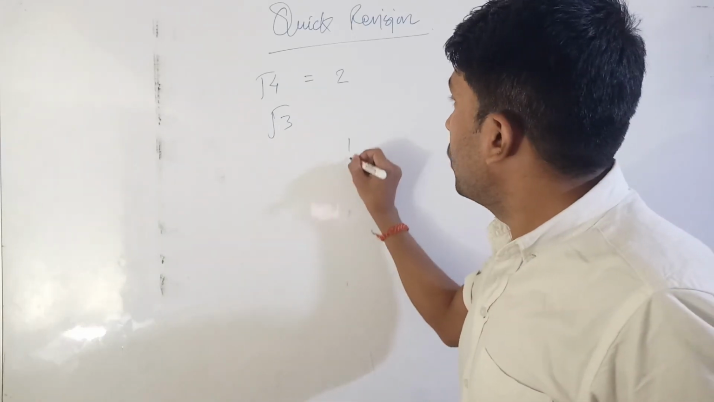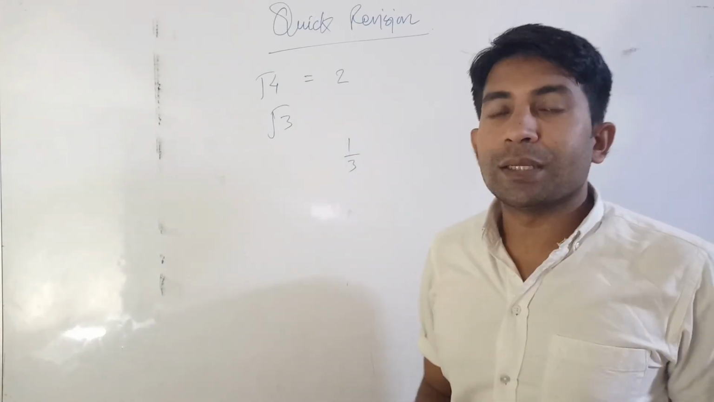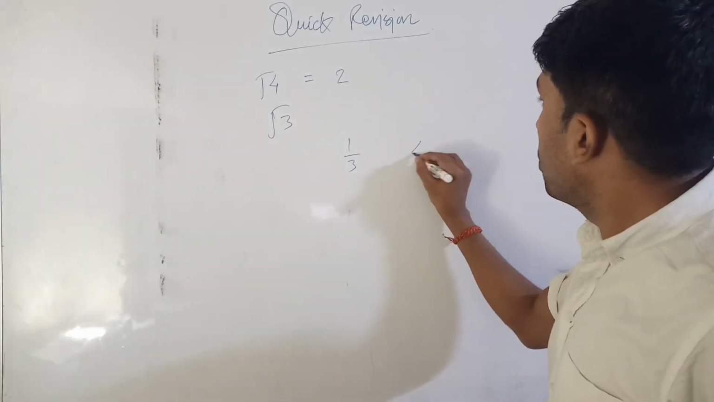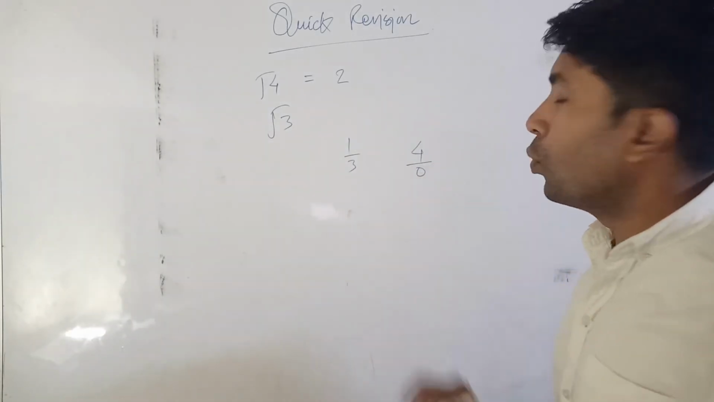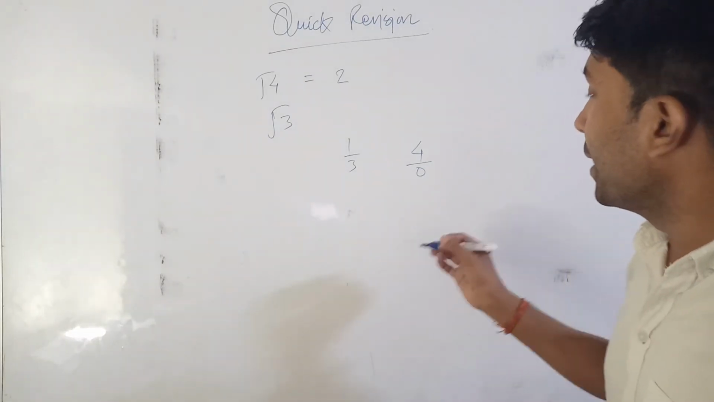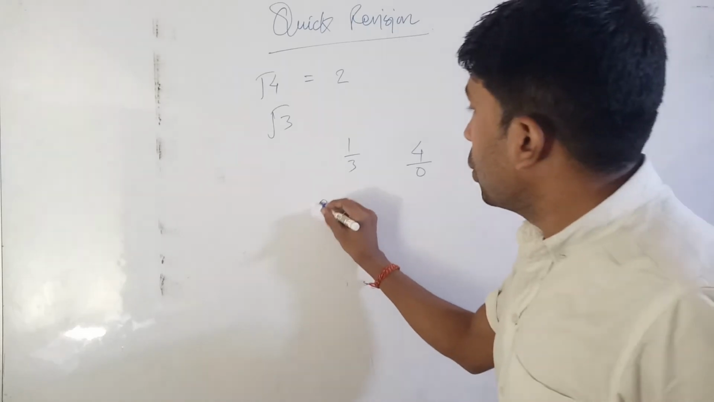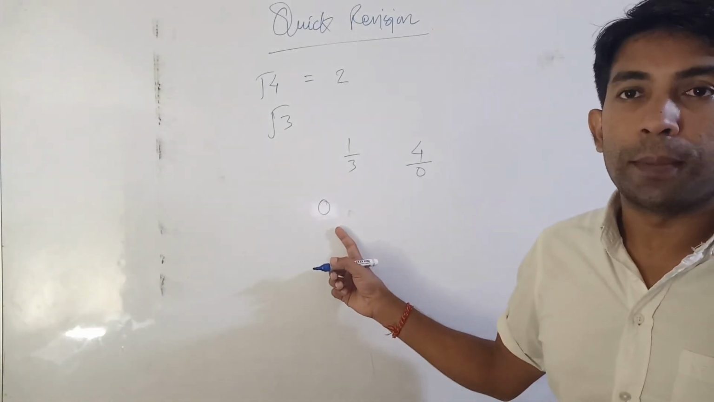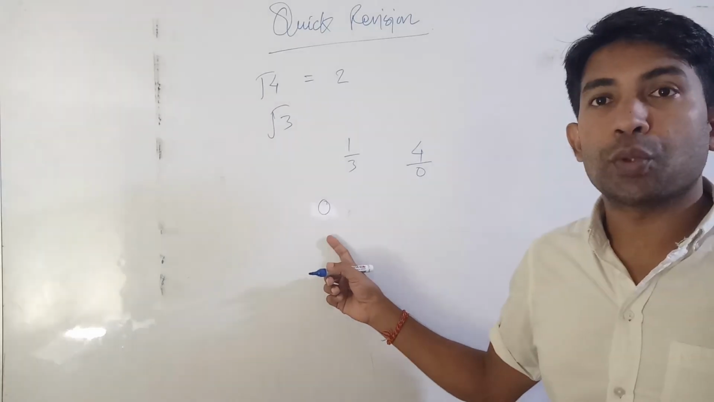If I write 1 upon 3, then what is this? This is a rational number. Similarly, if I write 4 upon 0, what is this? This is not a rational number, this is an irrational number. If I write 0, what is 0? It's a whole number. This is not a natural number.